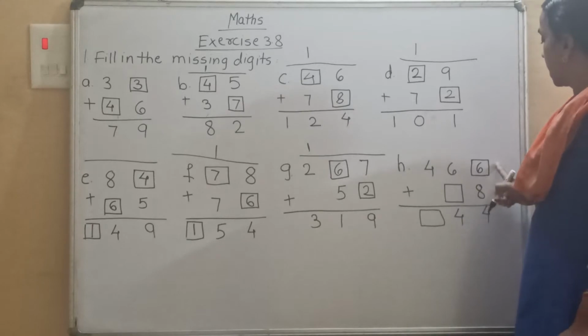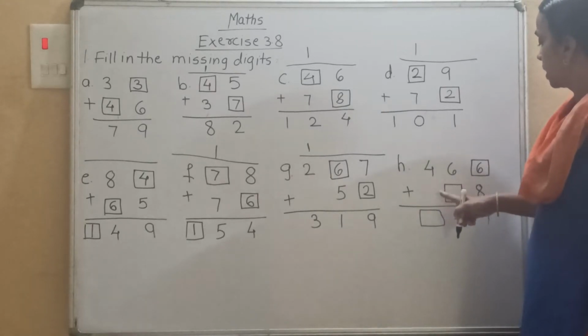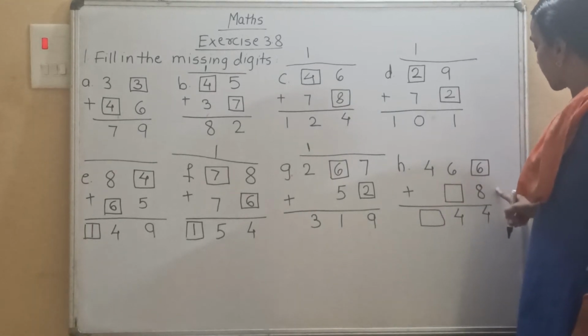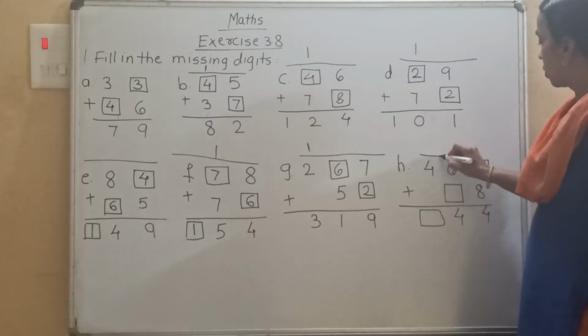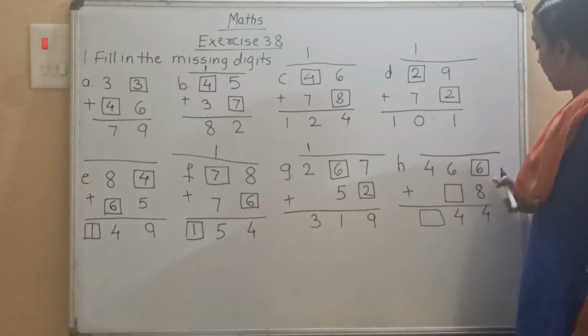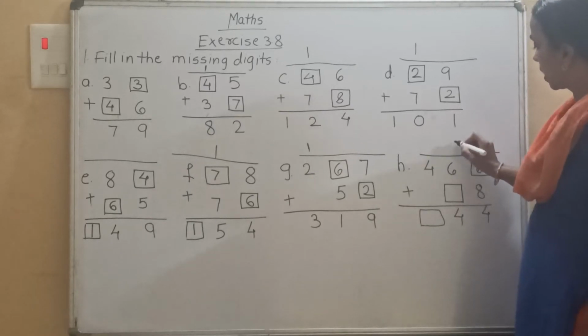4, 6 empty box plus empty box 8. Okay, so now which number if we add in this 8, so we will get answer 4. Now 4 means what here? 14. So 8 plus 6, how much? 14. So 4 is given already, we have to write the carry here.